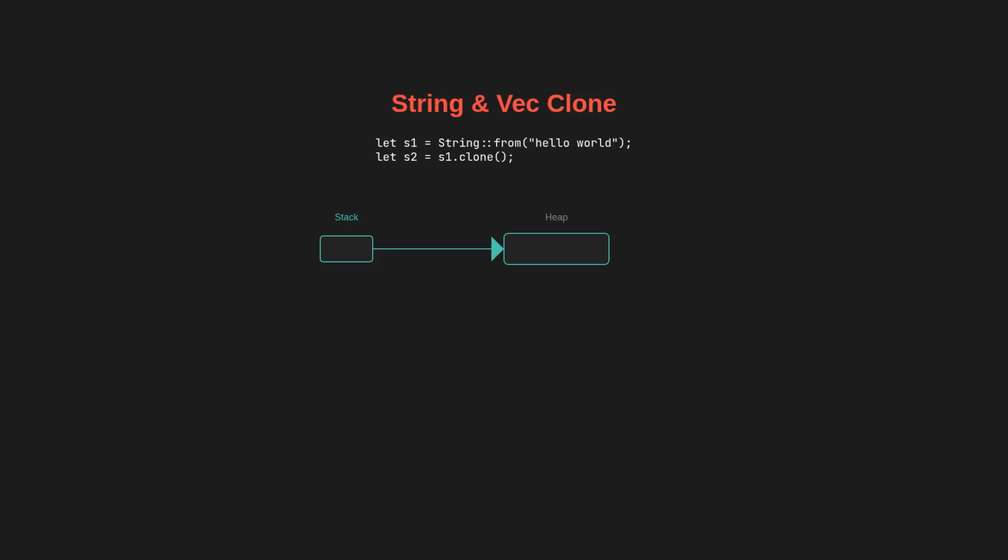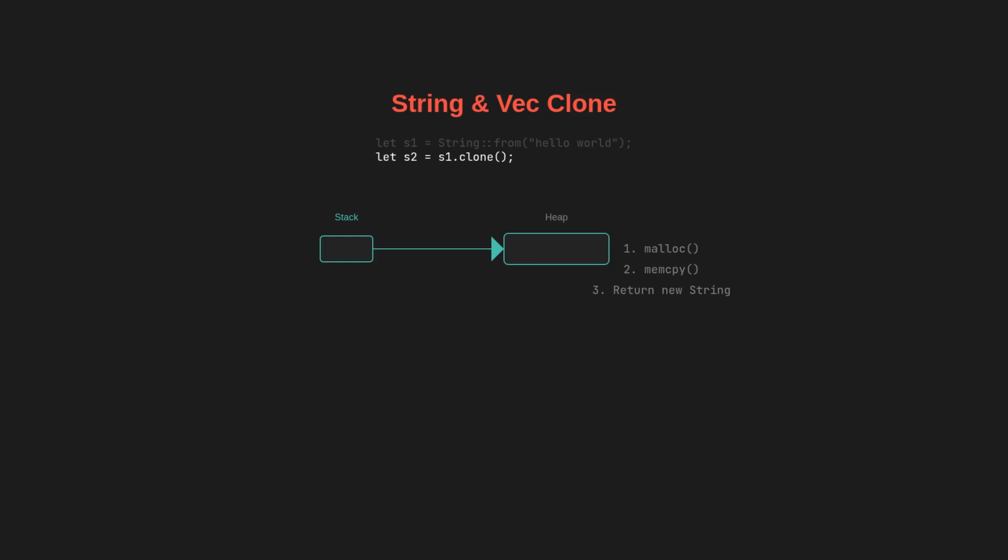Now let's look at where clone gets expensive: strings and vectors. When you create a String in Rust, the actual character data lives on the heap. The String on the stack just holds a pointer to that heap memory, plus the length and capacity. When you clone a String, Rust has to call malloc to allocate new heap memory, copy every single byte from the original to the new allocation, and return a new String pointing to this new memory.